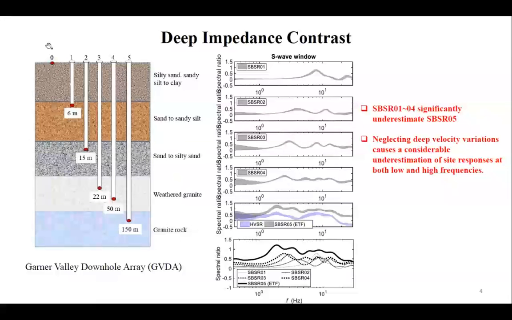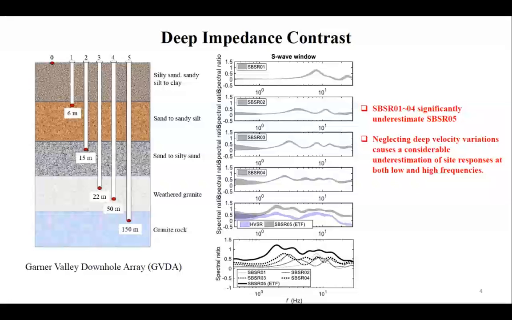So we can have the ratios from surface to different downholes, SBSR01, SBSR02 in respective figures. To better compare them, we plot all these curves in one figure down below here. From this figure, we can see that SBSR01, 02, 03, 04 significantly underestimate the curve SBSR5. So this means that neglecting deep velocity variation causes a considerable underestimation of site responses at not just the low frequencies, but surprisingly also high frequencies.